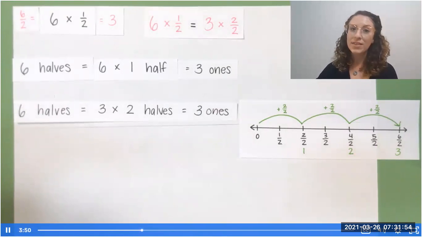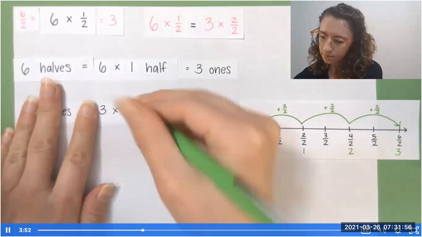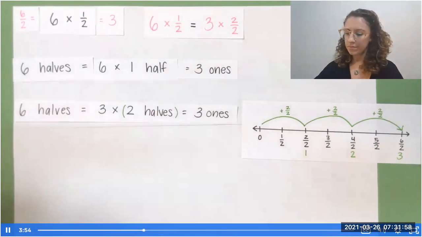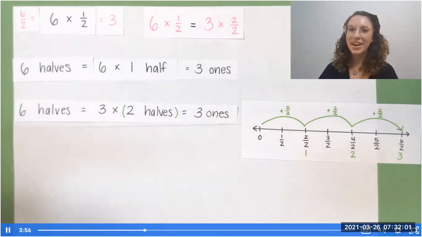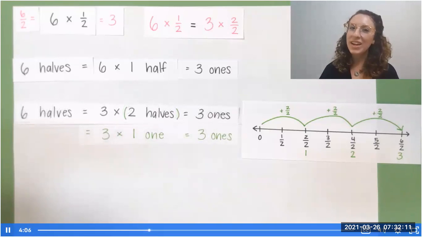I'm going to add parentheses. What is shown by placing them here? Why might I want to make a group of 2 halves? Of course, 2 halves make 1. And what's 3 times 1? 3. So the number sentence with parentheses here is grouped to show how many 1's we have.